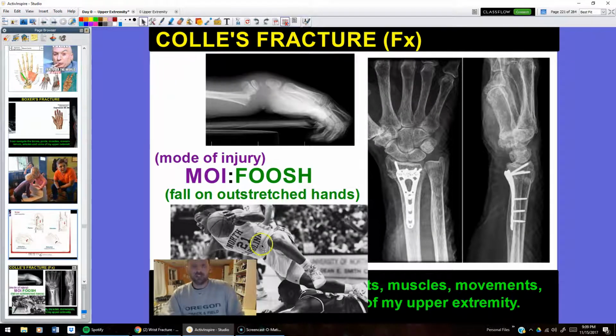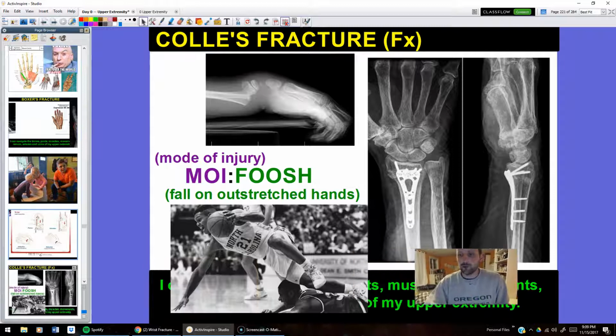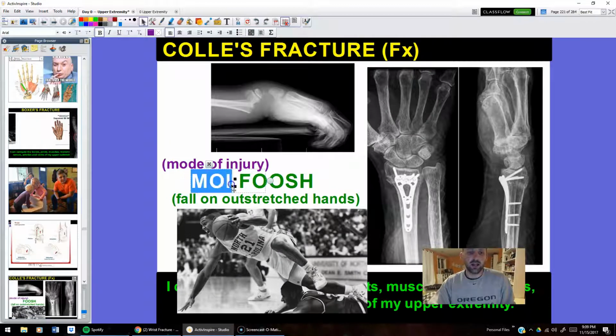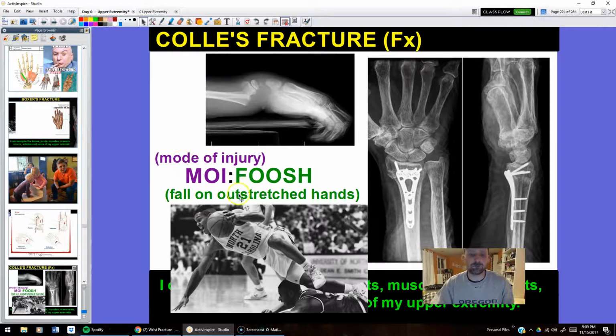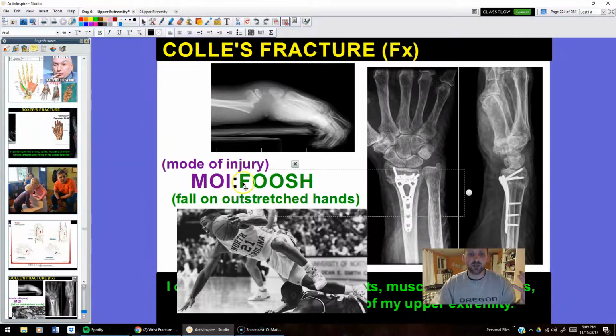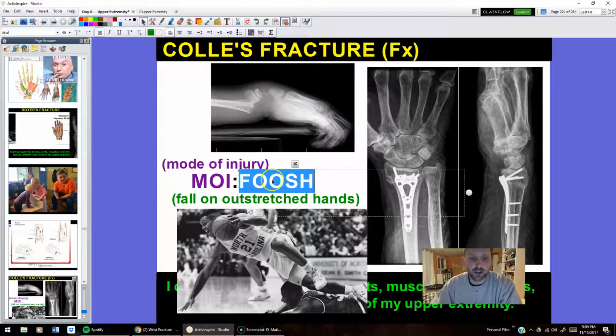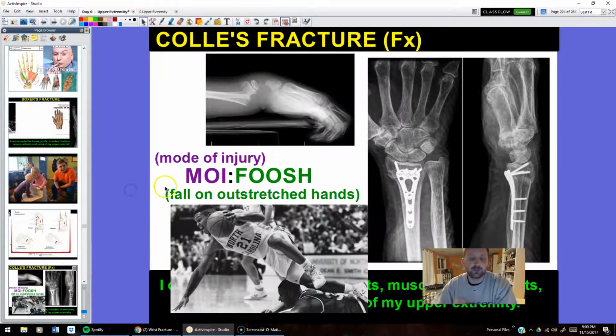Okay, guys, some pathology that we can talk about. FOOSH, the MOI. MOI in athletic training or physical therapy is mode of injury. There are different modes of injury for a lot of different injuries. The ones we're going to look at right now are caused by FOOSH, by people falling on outstretched hands. So the MOI is FOOSH for this Colles fracture.